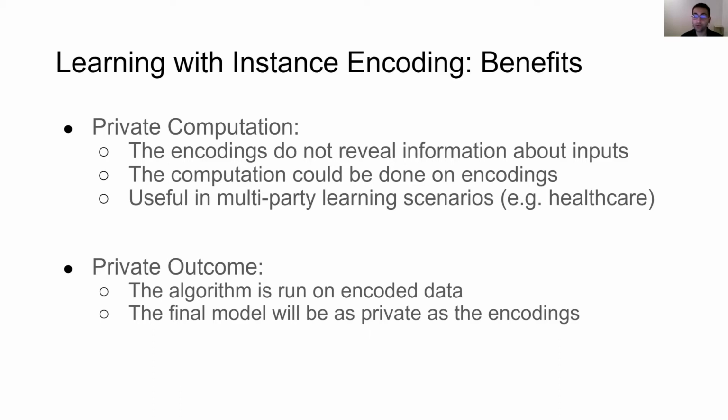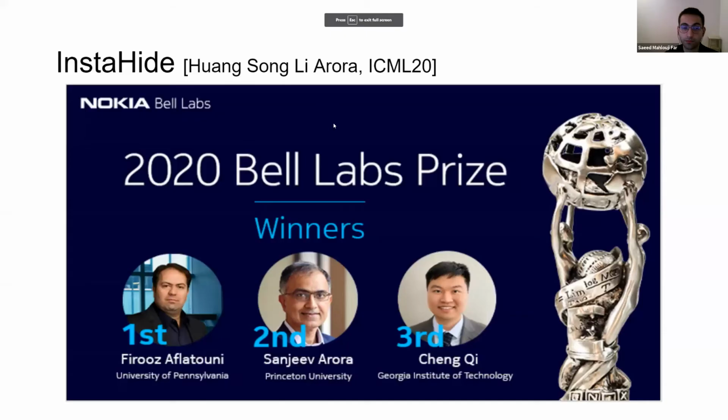It can also provide private outcome like what we have in differential privacy. This is again because the algorithm is being applied on top of the encoded data. And no matter what the algorithm does and what the output of the algorithm is, the final output will be at least as private as the encodings. Everything will boil down to just analyzing the privacy of the encoding. So if we have such a private encoding, these two types of privacy will be obtained immediately.